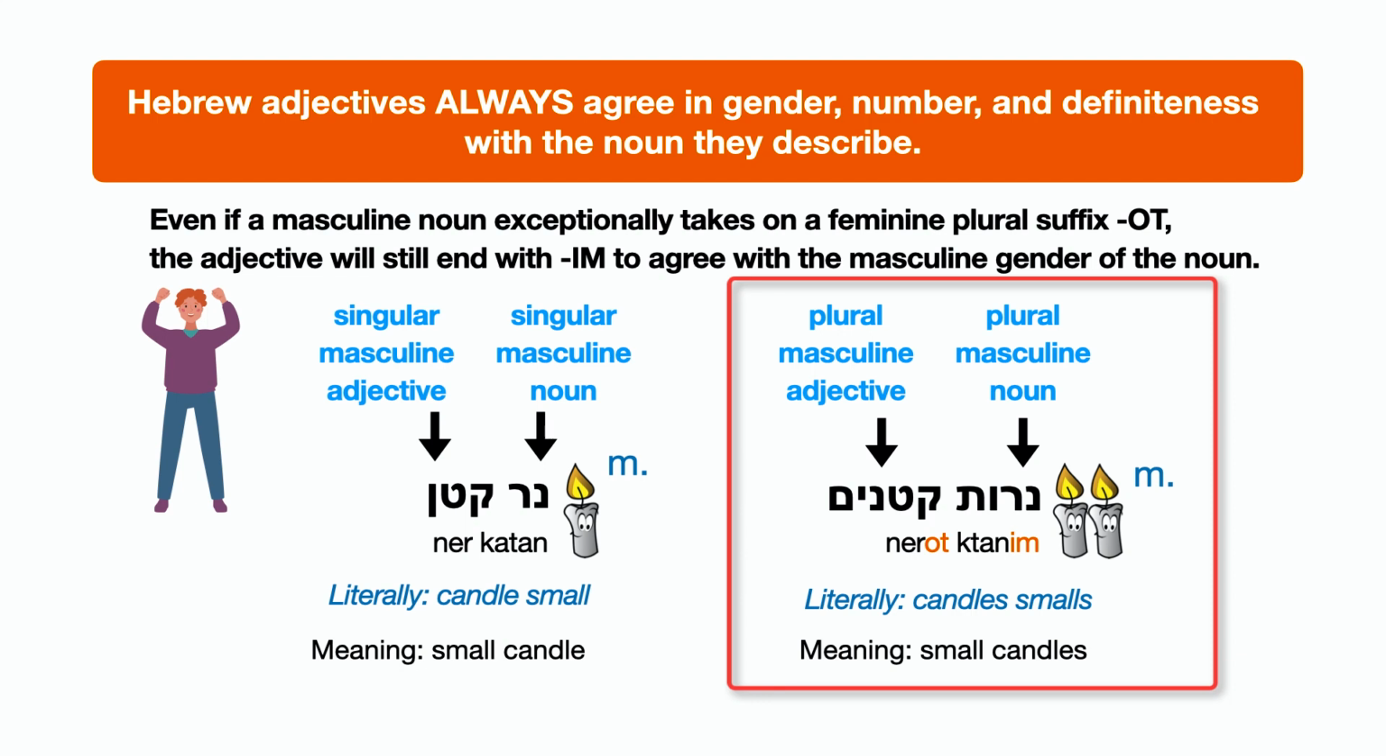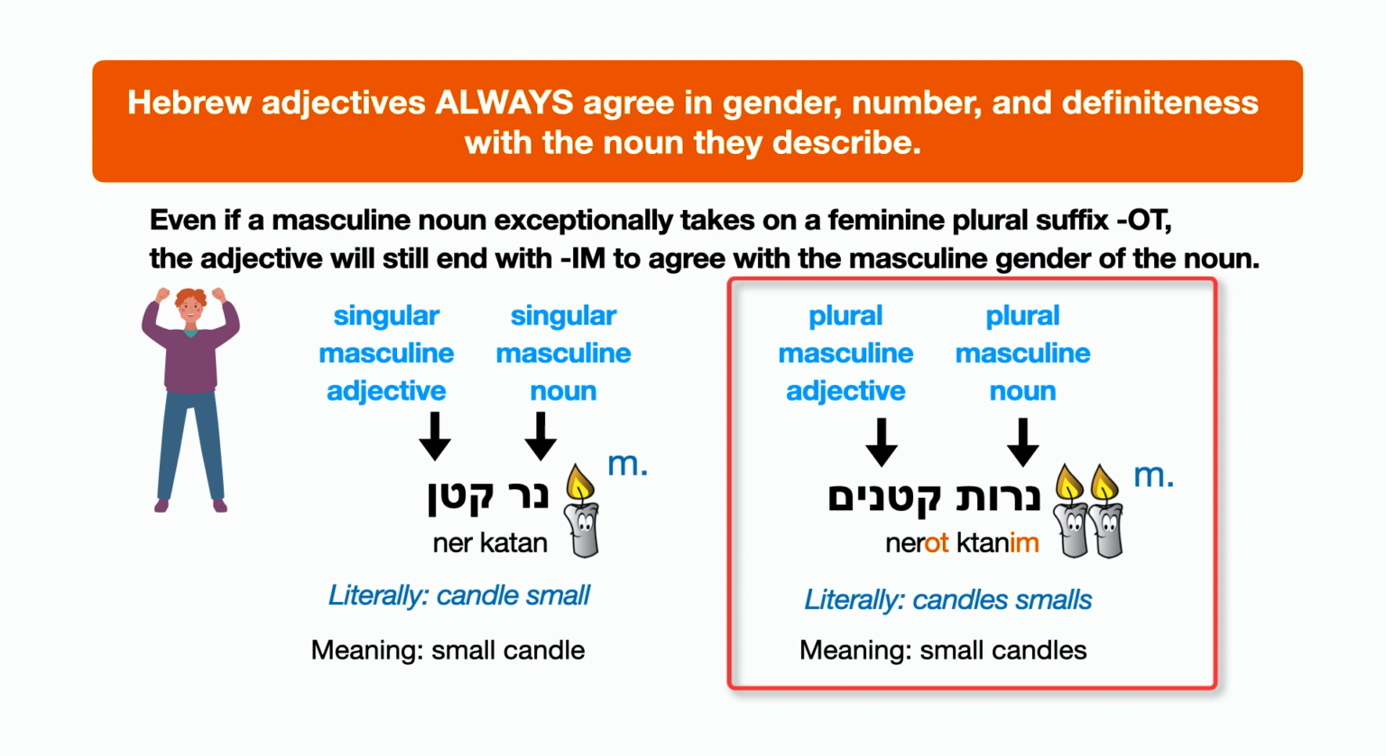Because the rule is that Hebrew adjectives don't care if that noun did not follow the general rule of adding im to make it plural if it's masculine and adding ot to make it plural if it's feminine. What it is looking at is that the noun, this candle, is a masculine noun. So if I want to make it plural, as an adjective, it will add the plural suffix im, even if that noun became plural by adding a suffix that is contrary to its gender.